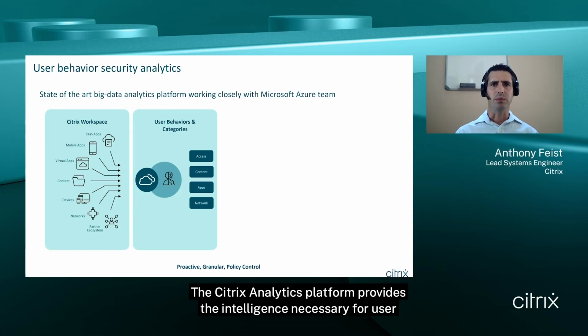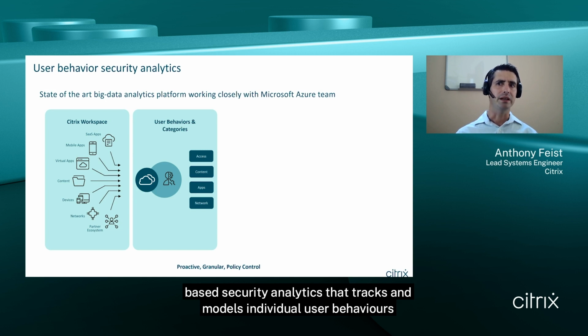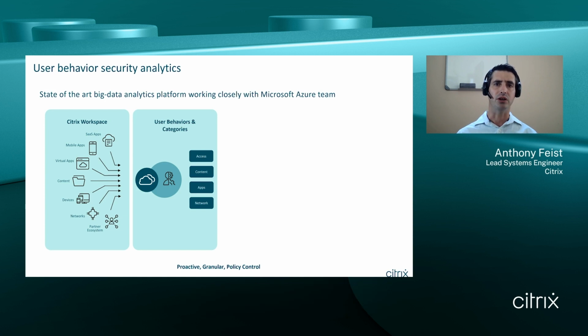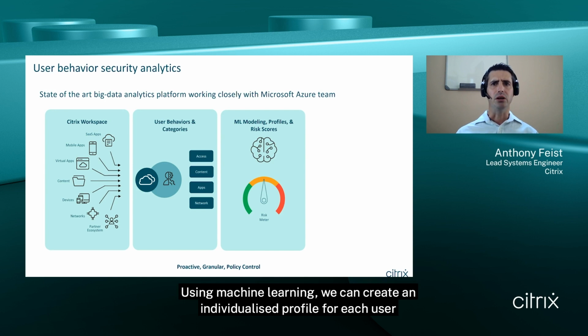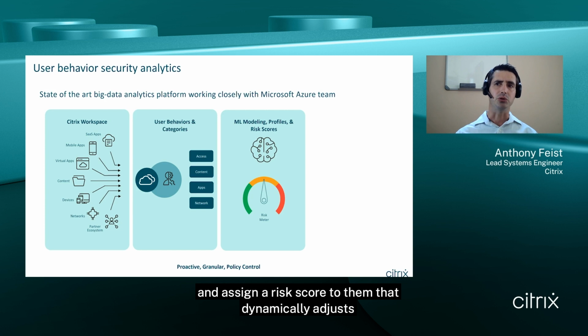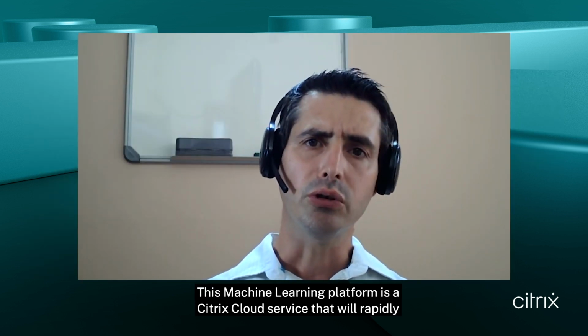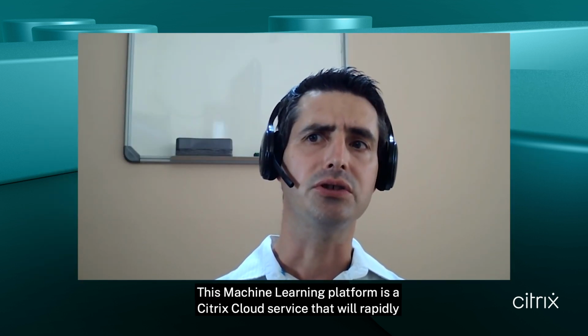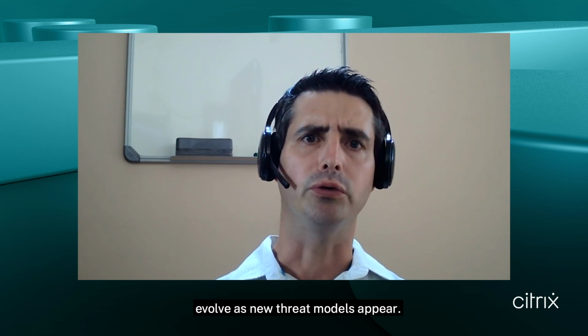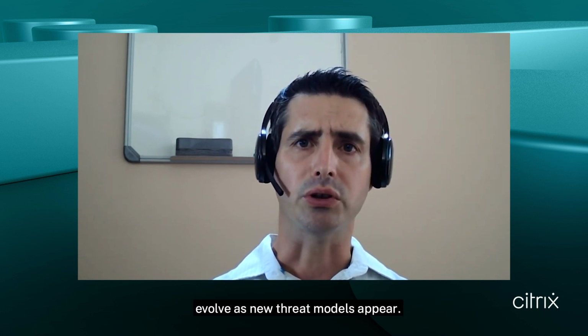The Citrix Analytics platform provides the intelligence necessary for user-based security analytics that tracks and models individual user behaviors across the enterprise. Using machine learning, we create an individualized profile for each user and assign a risk score to them that dynamically adjusts as they work. This machine learning platform is a Citrix Cloud service that will rapidly evolve as new threat models appear.